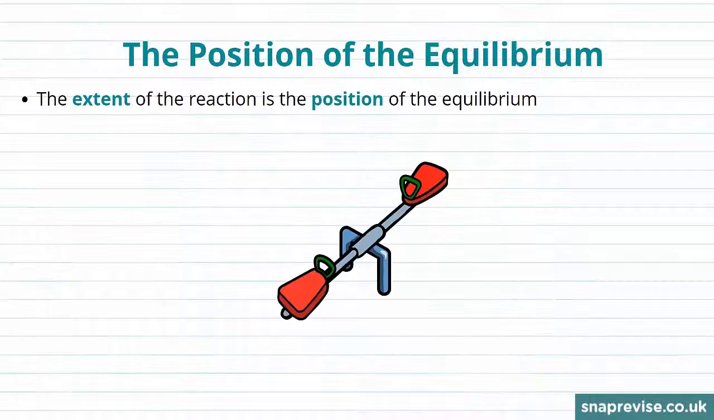So now we've taken a look at the features of dynamic equilibrium, let's take a look at the position of the equilibrium. Well, what is the position? The position of the equilibrium is the extent of the reaction, so it can lie close to the reactants or the products.